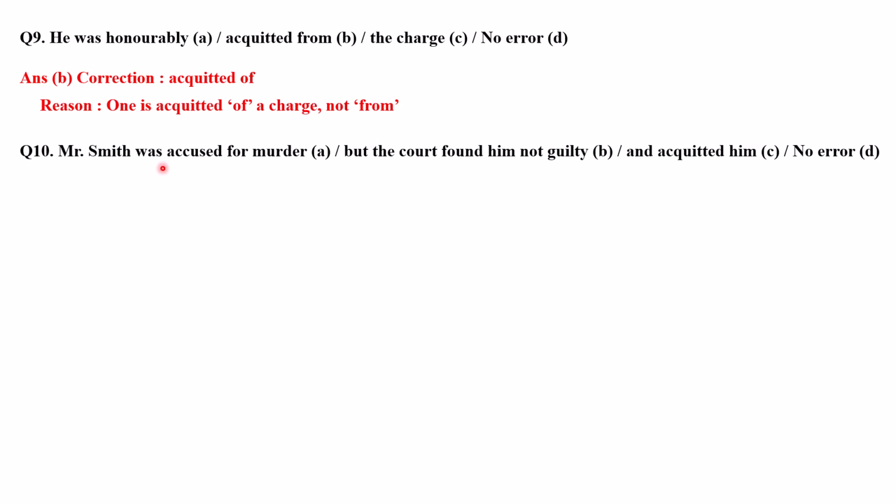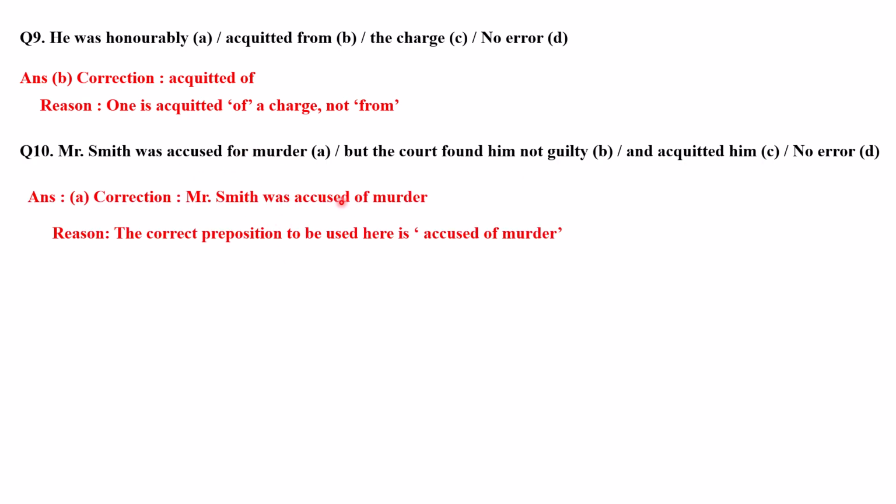Now question number 9. He was honorably acquitted from the charge. Now see, the correction is in the B part, because with acquitted we should not use from, we have to use acquitted of. Someone is acquitted of some charge, isn't it? So one is acquitted of a charge, not from. So this is the correction. Next, Mr. Smith was accused for murder, but the court found him not guilty and acquitted him. So here accused for is not the correct preposition. We should use accused of murder.